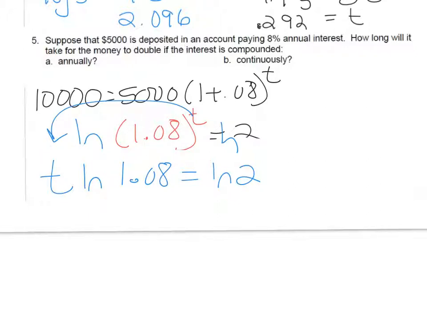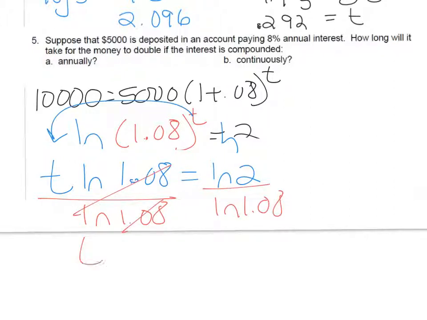So now we can do the ln of 2 divided by the ln of 1.08. That's where those properties that we did yesterday come in really handy. And using your calculator, you should get 9.006, so that's 9 years. Okay, so we're going to do all that again for compounding continuously.